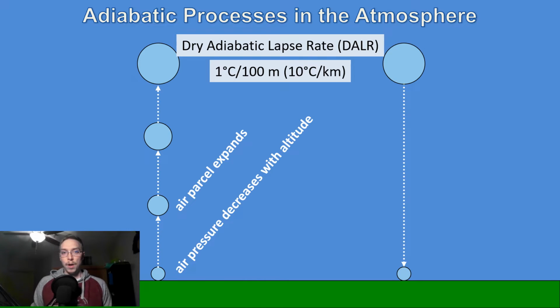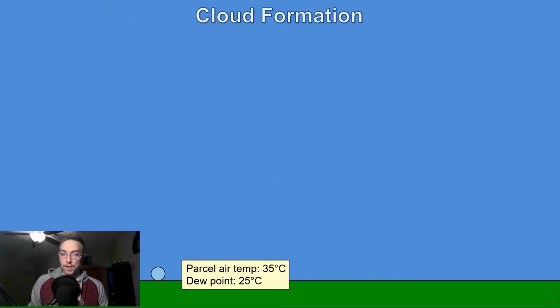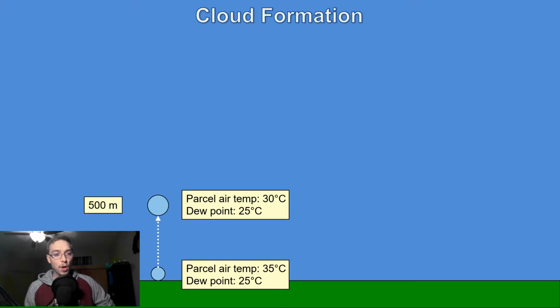So let's take a look at what that looks like and how you would calculate how that parcel of air and the temperature within that air parcel changes. In our start, at ground level, we have a parcel of air where the air temperature is 35 degrees Celsius. The dew point is 25 degrees Celsius. So if you're rising and cooling at the dry adiabatic lapse rate, 1 degree Celsius per every 100 meters, by the time you get up to 500 meters into our atmosphere, you would cool 5 degrees. So the temperature of that parcel of air would be 30 degrees Celsius.